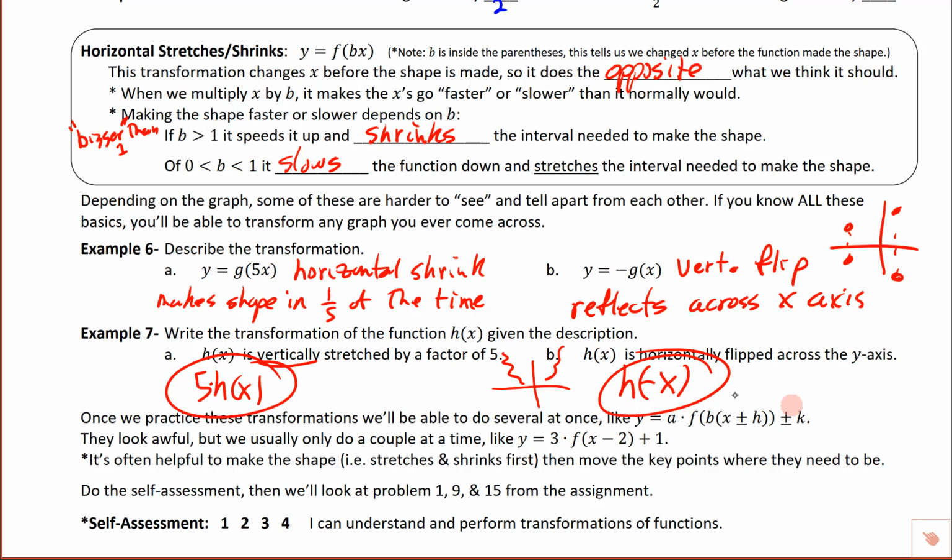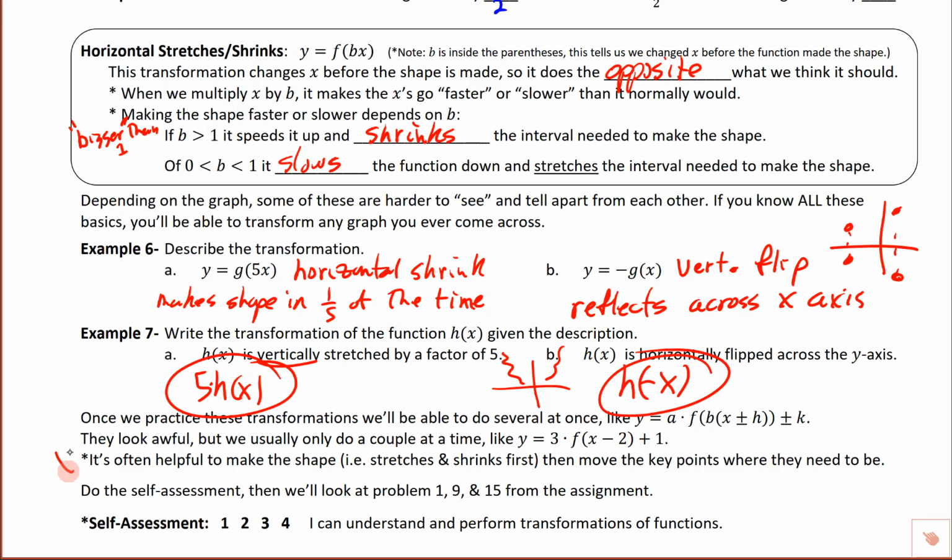We might run across something that looks really ugly like this. Okay, don't worry about the pluses and minuses. We'd either have a plus or a minus. They look really complicated, but once you get used to them, they're not too bad. We'll be doing some things that look like this. We might be doing 2 or 3 transformations at the same time.